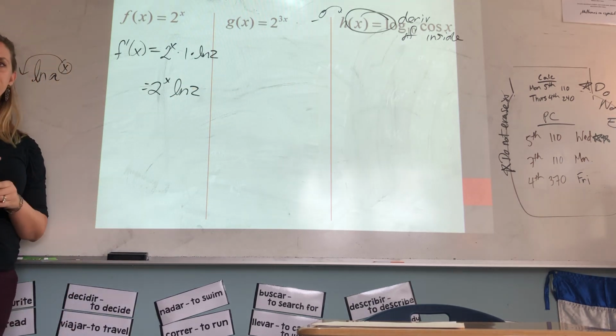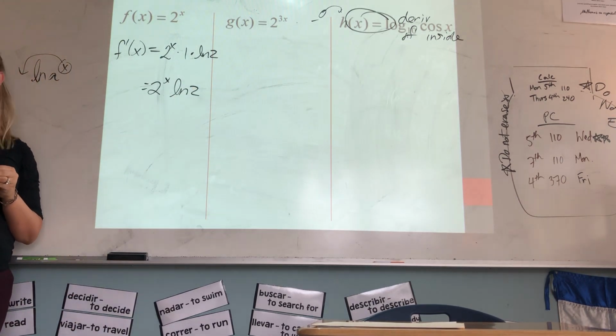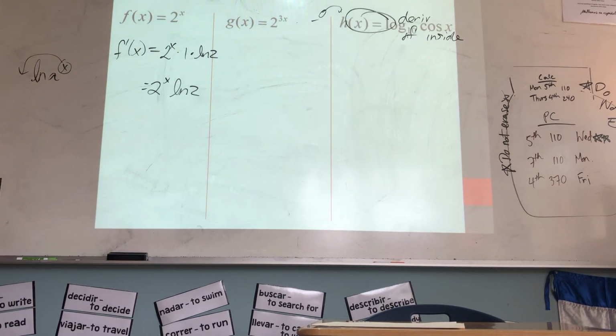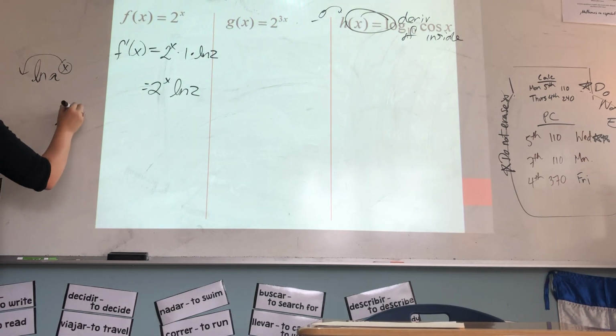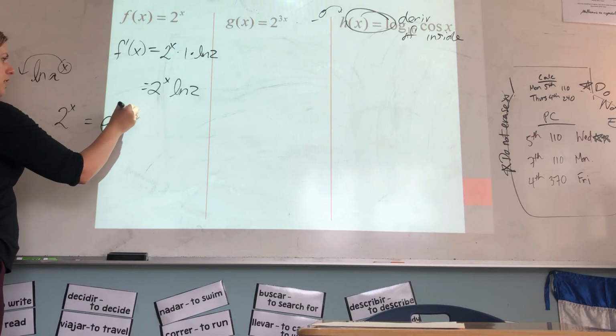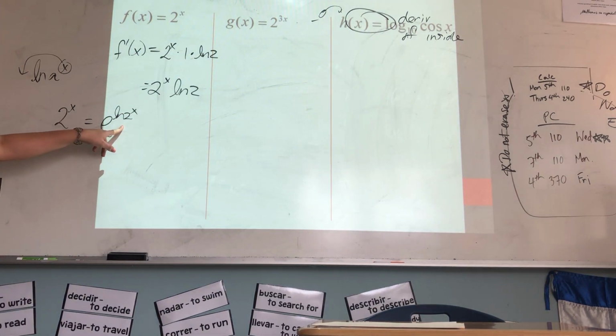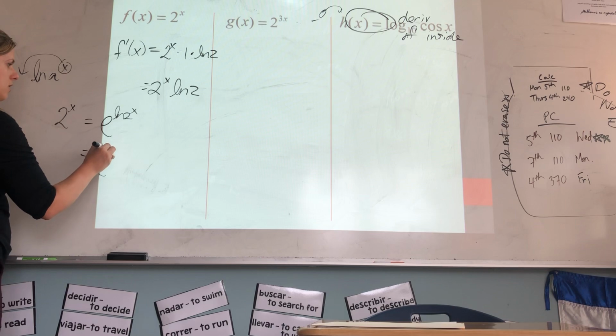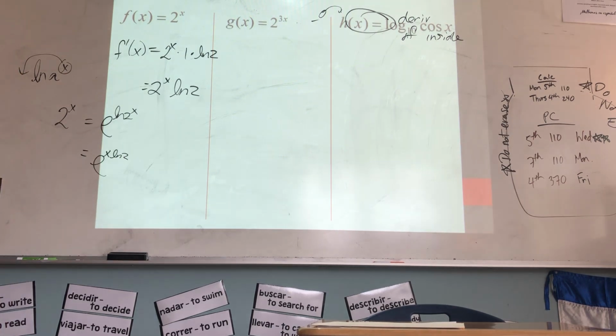See, I'm still confused. It all has to do with the derivative of the inside. So you can rewrite 2 to the x as e to the ln of 2 to the x. See how I can rewrite it like this? Because ln and e cancel out. Correct. So this is just a rewrite, and then that would be e to the x ln of 2.